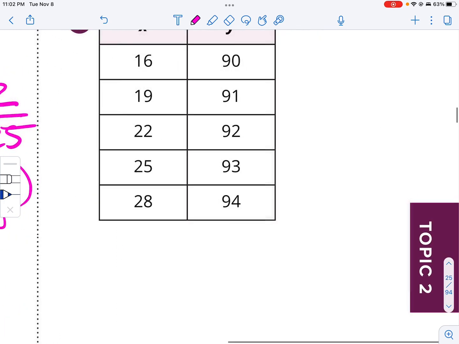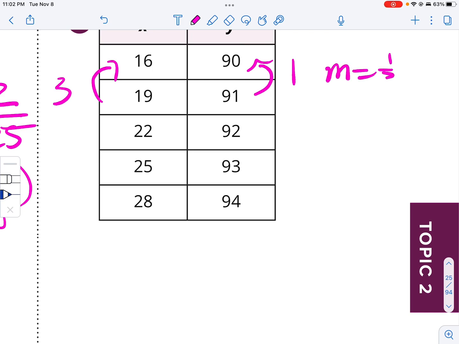This one. If I subtract here, I get 1. If I subtract here, I get 3. So my slope here is 1/3. I don't care which one we use. I'm going to use this one, right? Do I want to use that one? Not really, but I'm going to anyway.